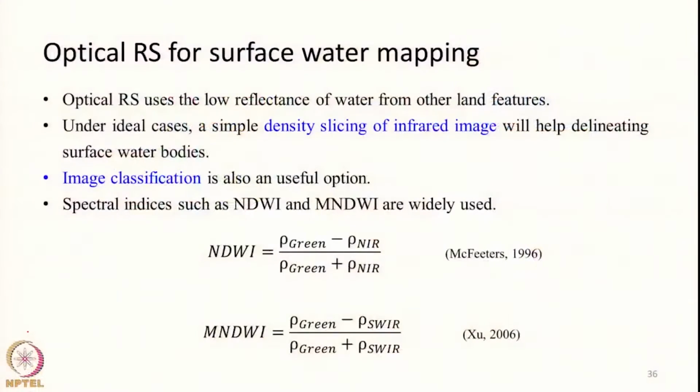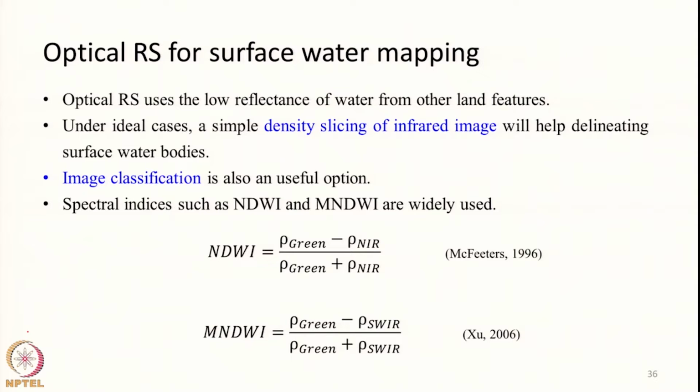So optical remote sensing uses the large change in reflectance between land surface and water bodies for mapping. We already know that whenever a water body is present, the reflectance of a water body in NIR is very low. So we will use the NIR as well as SWIR bands, use this difference and take it to our advantage for mapping water bodies.